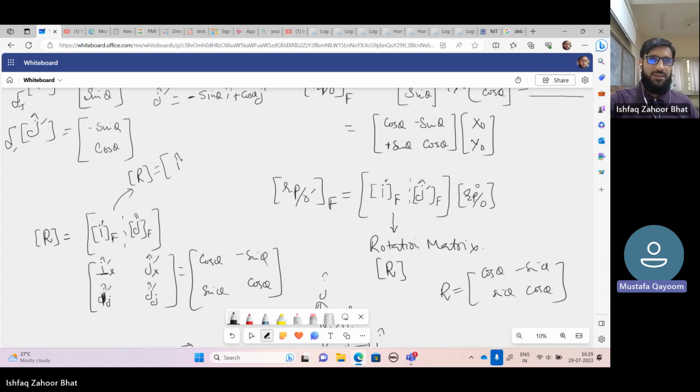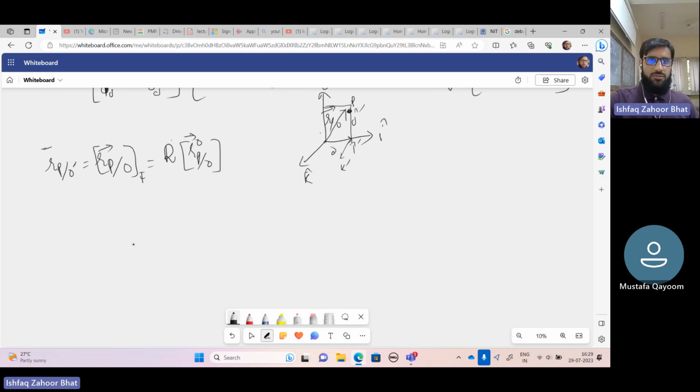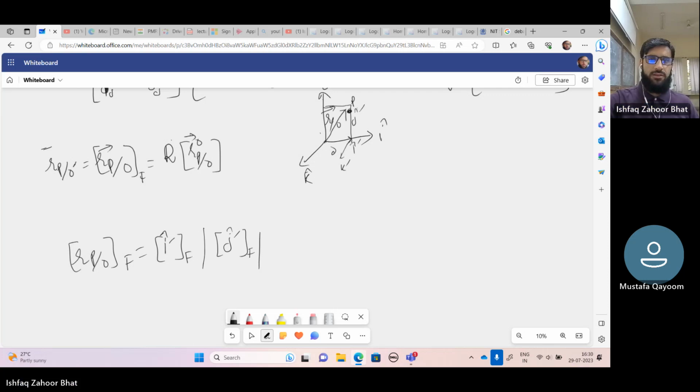I dash F column, I dash F, J dash F, and K dash F. So this is your rotation matrix. Okay, so you just have to multiply. So your R_PO in fixed frame is nothing but I prime represented in fixed frame, J prime represented in fixed frame, K prime represented in fixed frame.